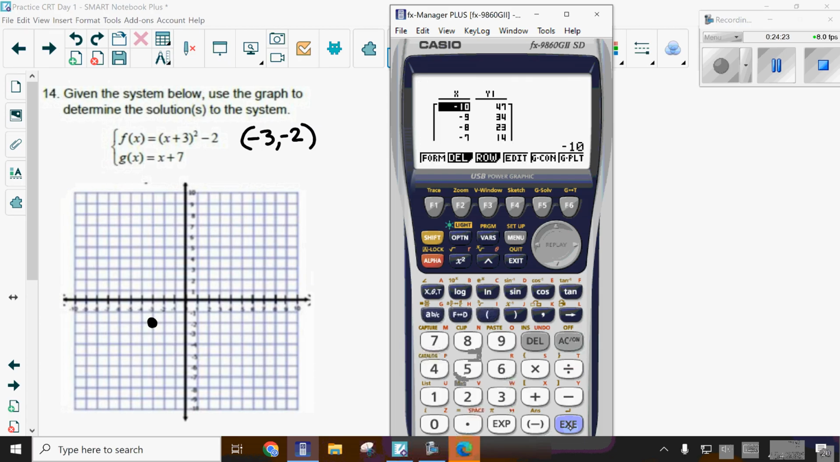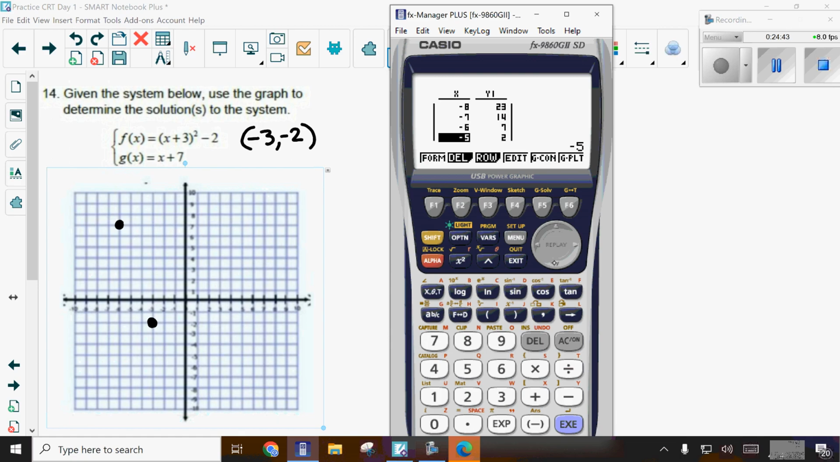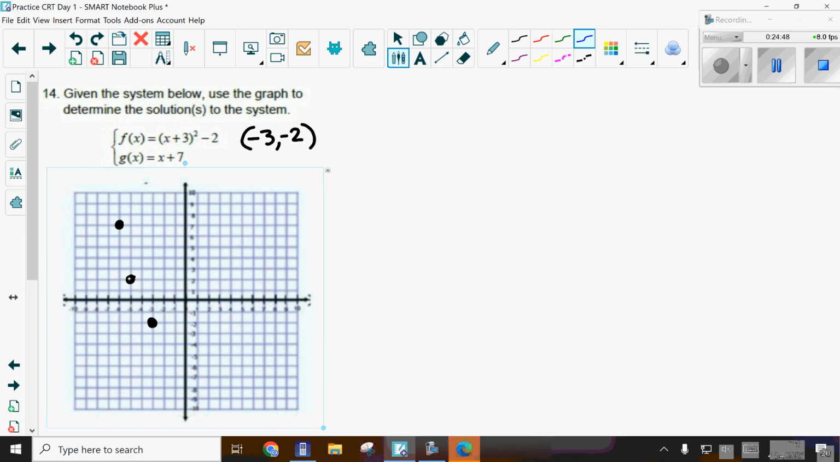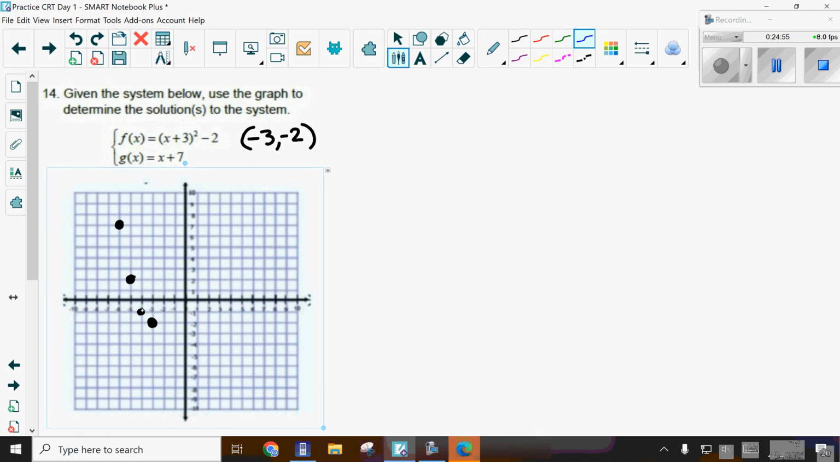My table is going to give me some ginormous numbers. I'm not going to start putting any numbers in until it fits within the window, which is negative 10 to 10. So I have a dot at negative 6, positive 7. So that would be up here. And then I scroll down. Negative 5 would be at positive 2. That would be right here. Negative 4 would be at negative 1. That would be right here.